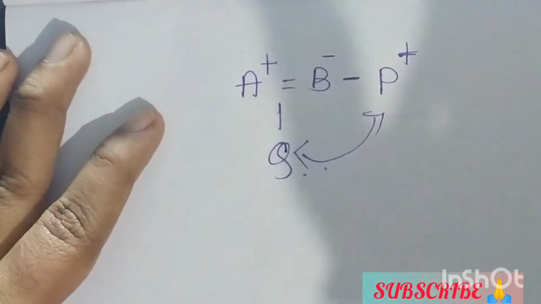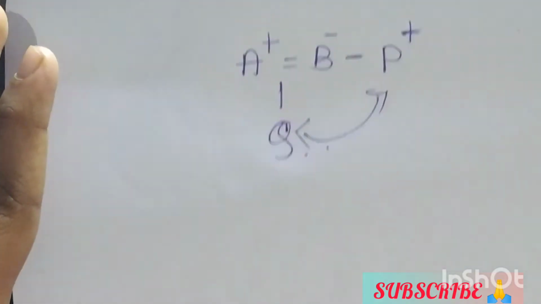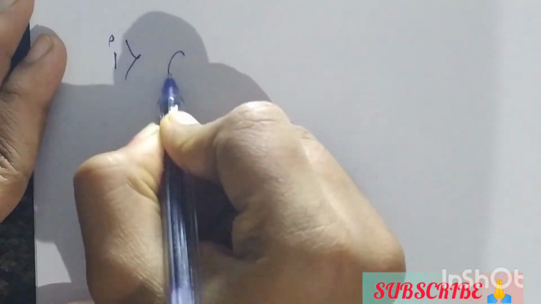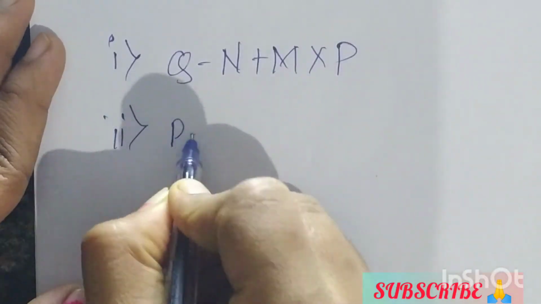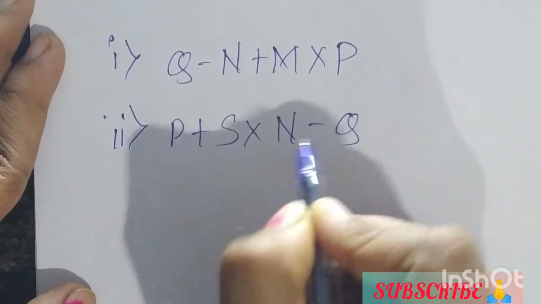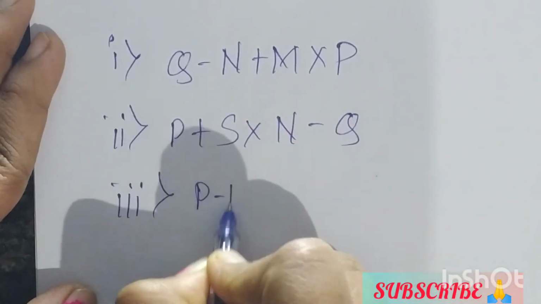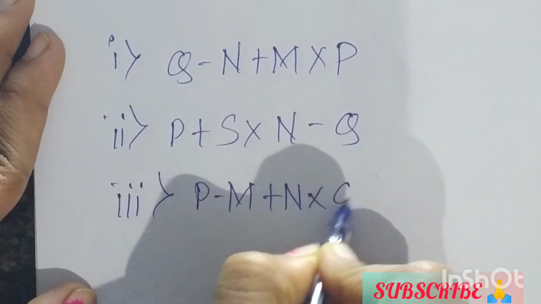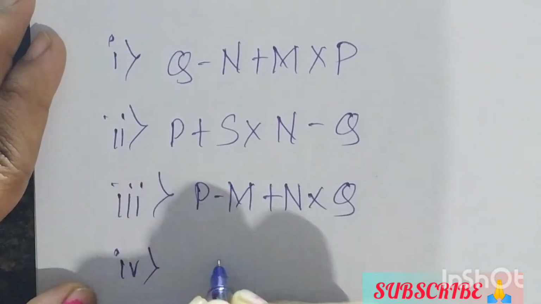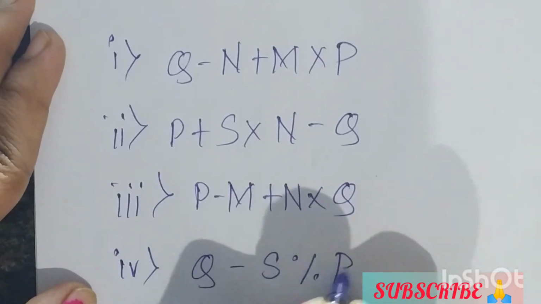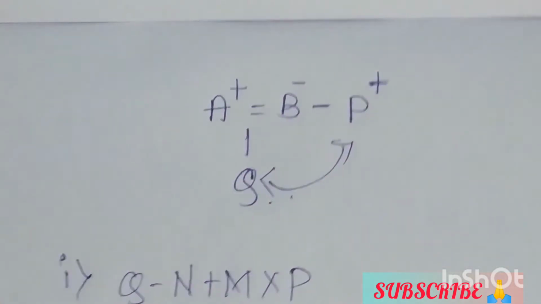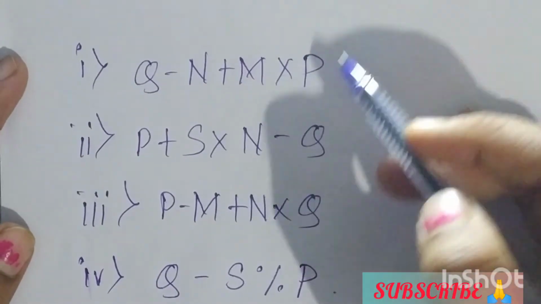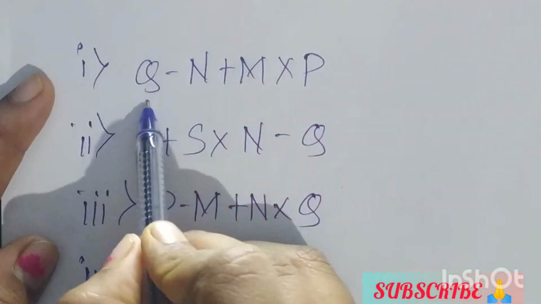Now, they have given 4 options. Our first option is Q minus N plus M into P. Our second option is P plus S into N minus Q. Our third option is P minus M plus N into Q. And our fourth option is Q minus S percent P. Now we have to verify these options and find this relation. This relation should be satisfied. Now what is our first option? Our first option is Q minus N plus M into P.